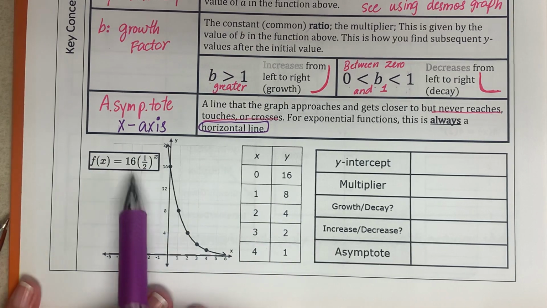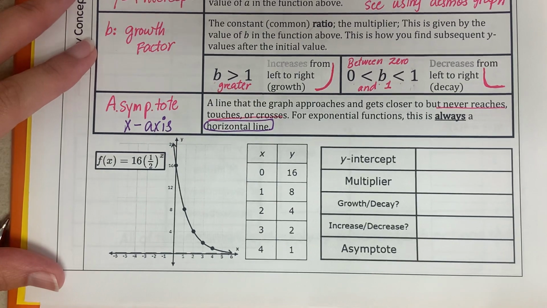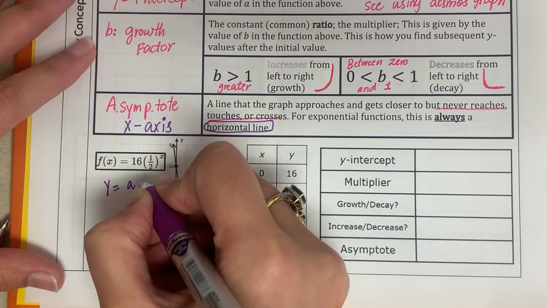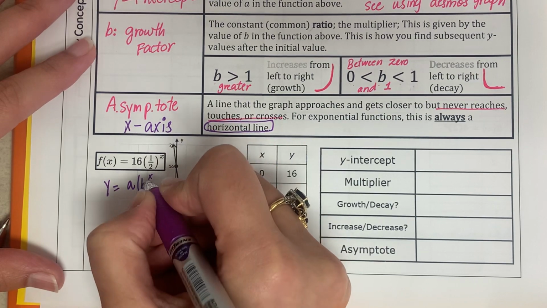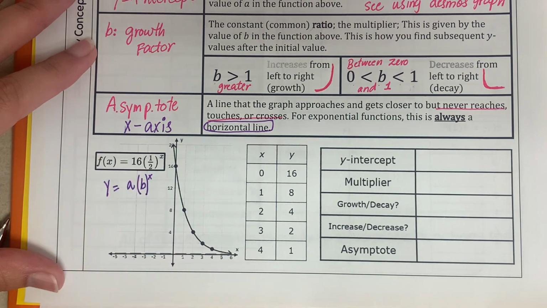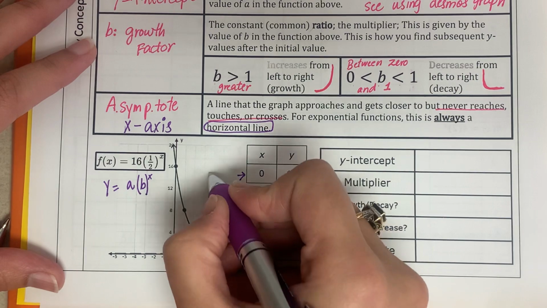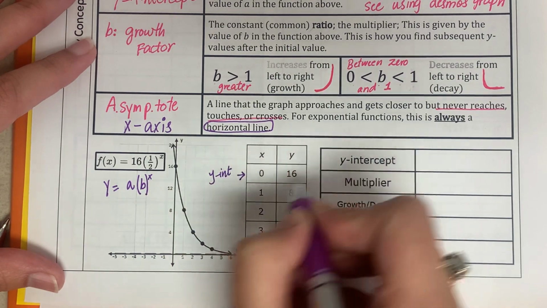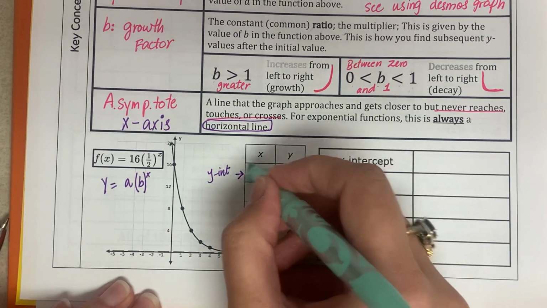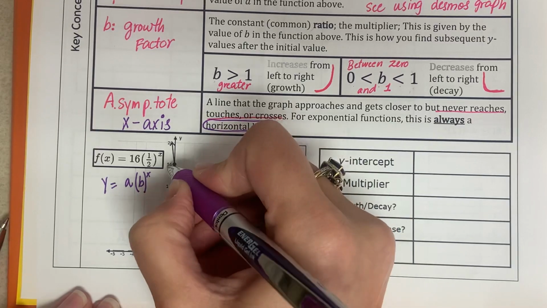I have a table, I have a graph, I have an equation. I can read all of this and I can describe where the things are. If I match the equation, this is y equals a b to the power of x. Your y-intercept is 16. Y-intercept is where x is 0. So your starting value, y-intercept, initial point is 16. And yes, you can see it in your graph as well.